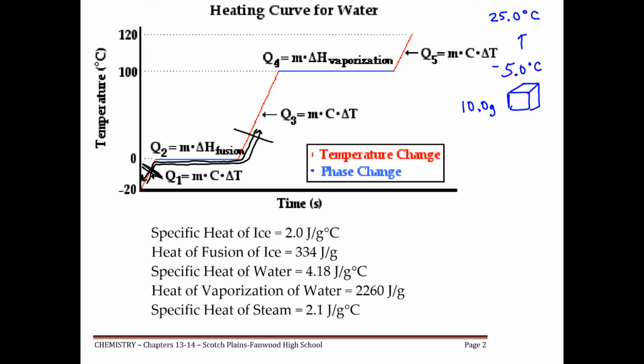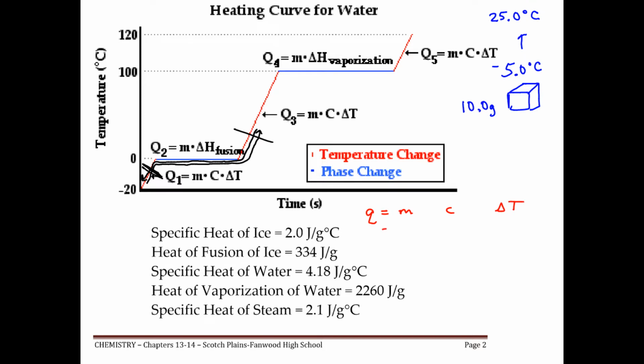So let's try this. We're going to start with this part of the diagram right here, zone 1. Zone 1 is MC delta T. So we're going to write that down. We're going to write Q, I'll write up here for zone 1, Q equals M C delta T.